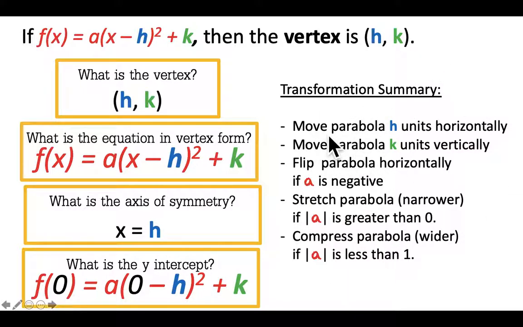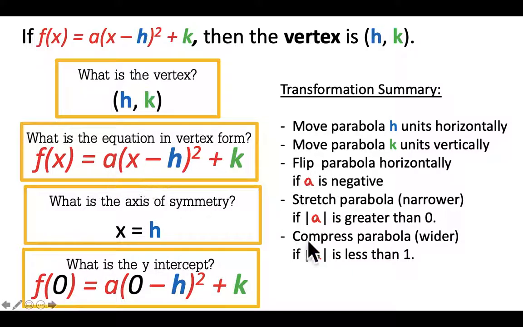The parabola is going to move h units horizontally based on this, and you have to decide if it's left or right based on what you see about this pattern. Then it will move k units vertically. If it's a positive k, it will move up. If it's a negative k, it will move down. Here, when it's a negative h, it will move to the right. If it's a positive h, it will move to the left.